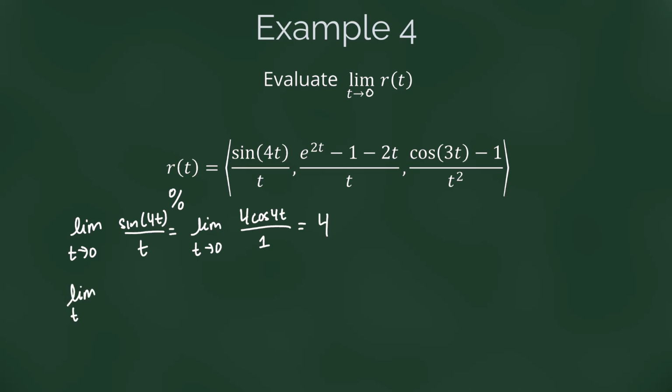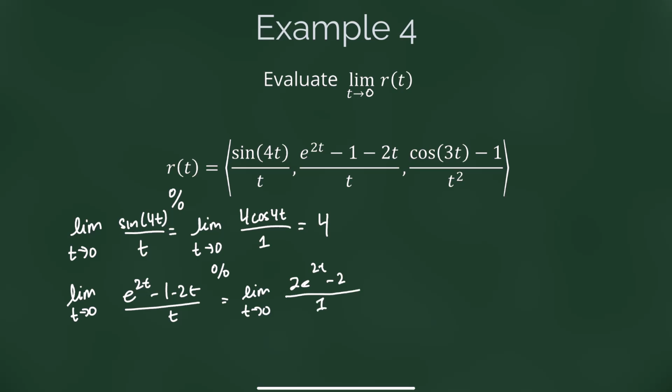The limit as t approaches 0 of e to the 2t minus 1 minus 2t over t. Plugging in 0 gives us 1 minus 1 minus 0 over 0, which is again the indeterminate form, 0 over 0. So we can apply L'Hopital here. This is going to give us 2e to the 2t minus 2 when we take the derivative of the top and 1 on the bottom. Plugging 0 in there, we get 2 minus 2, which is 0 over 1. That's not indeterminate, that's just 0.